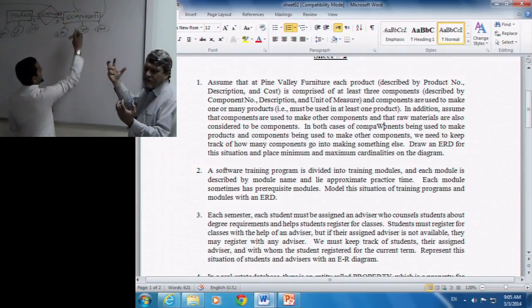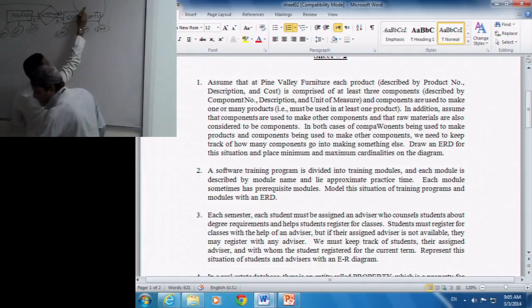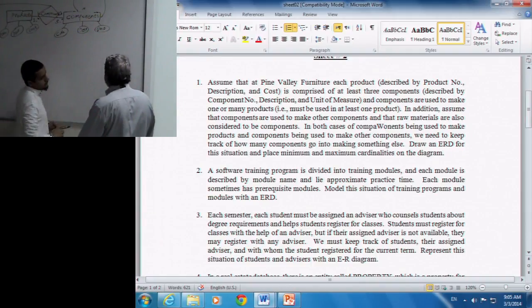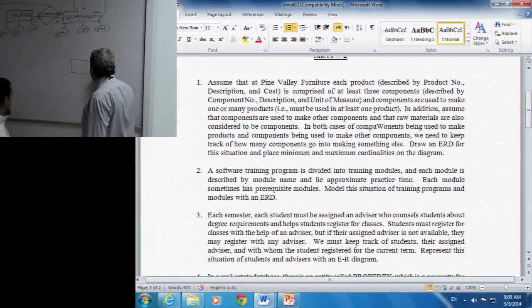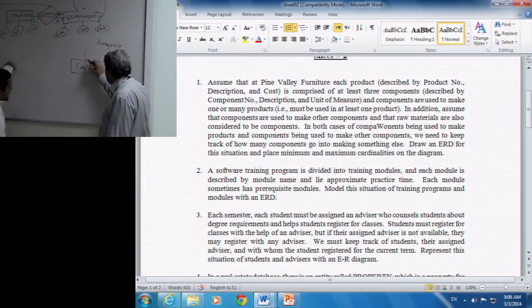Let's assume 2 components here, exactly as we did with 2 courses. Okay, let me explain it in terms of courses. This is simpler for you to understand. Let's assume that we have here a course, and there is the prerequisite relationship. So a course here and a course here.